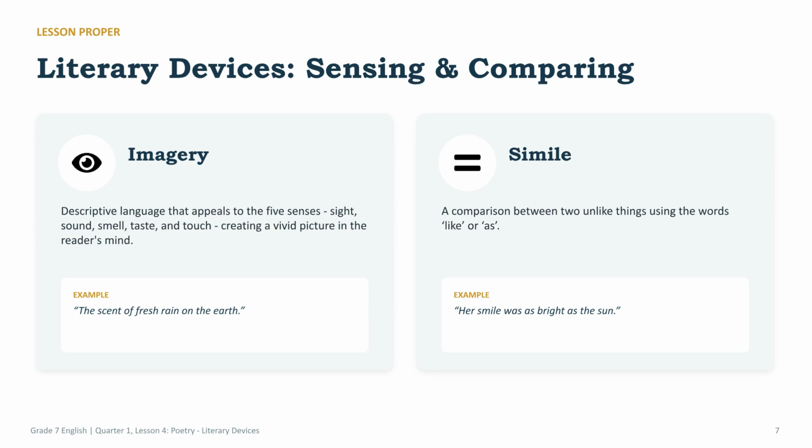Next, simile. A simile is a comparison between 2 unlike things, using the words like or as. Here's our example. Her smile was as bright as the sun. A smile and the sun are two very different things, but the word as links them together, and suddenly we understand exactly how radiant that smile is. Quick challenge for you. Can you think of your own simile using like or as?